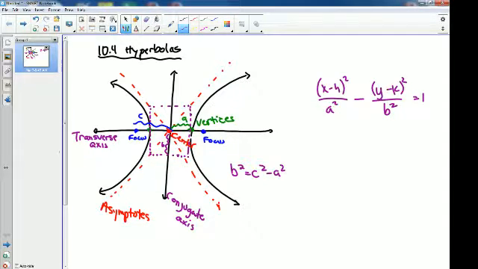And so then b squared is equal to c squared minus a squared? That's to find c, right? Yeah, you'll be given information for two of those in some ratio.